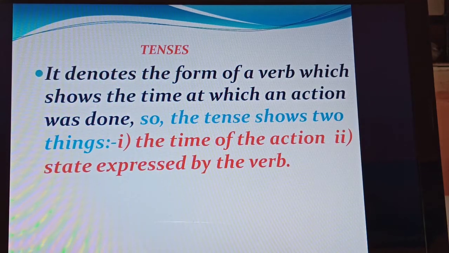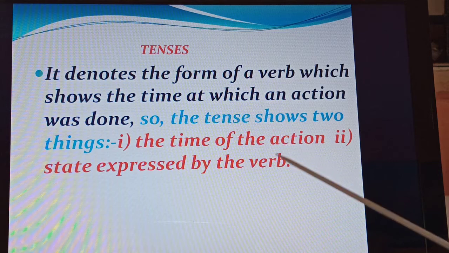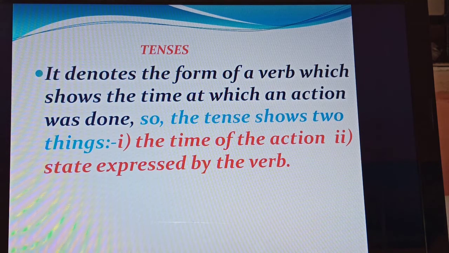So tenses. When we say tenses, what do we mean? You see there the definitions. It denotes the form of a verb which shows the time at which an action was done. So the tense shows two things, the time of the action and the state expressed by the verb.